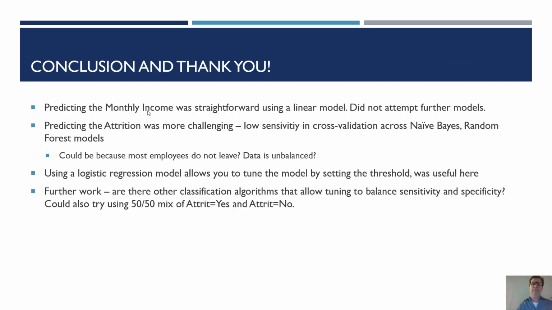So the conclusions: predicting the monthly income was straightforward using the linear model. I didn't attempt any further models, but predicting attrition was much more complicated with the low sensitivity for the naive Bayes and random forest models. It could be that there's other solutions to this in terms of the data. One of the ideas was to use a 50-50 test split to try those models, but I didn't have time for that.